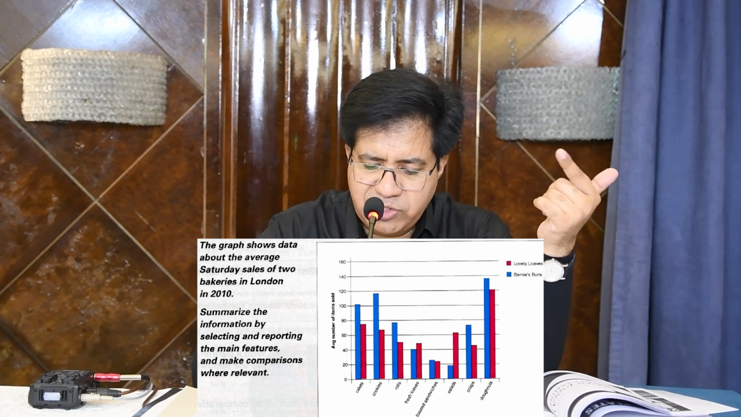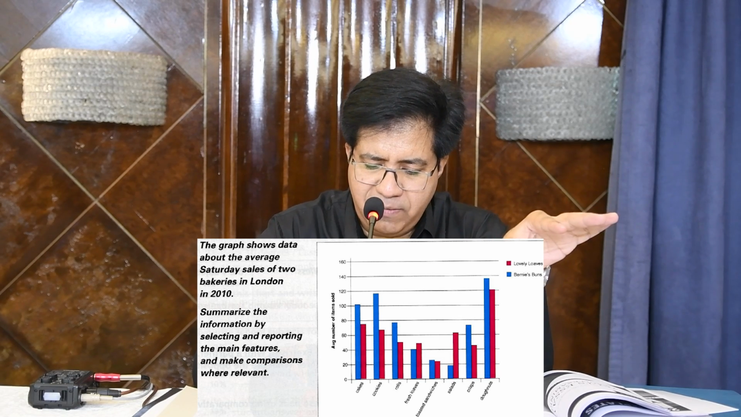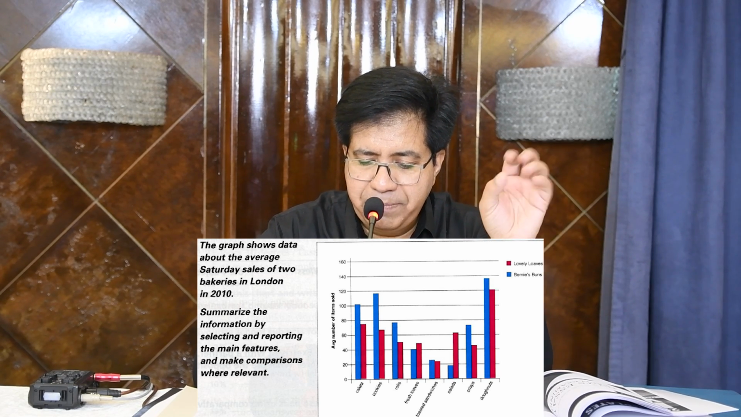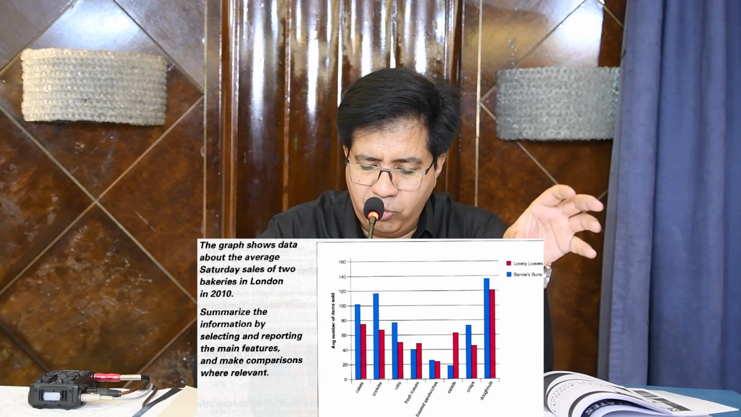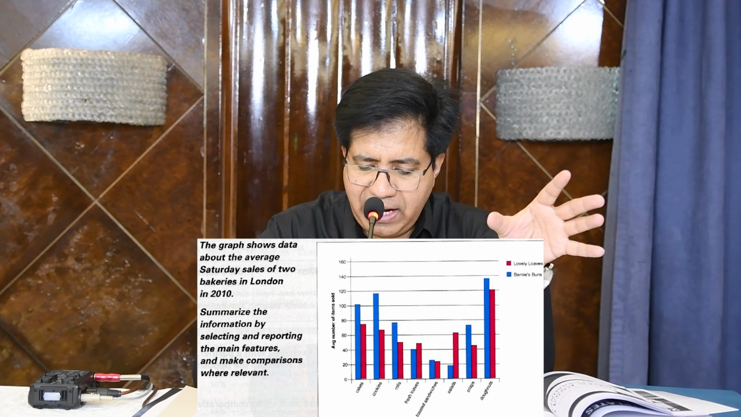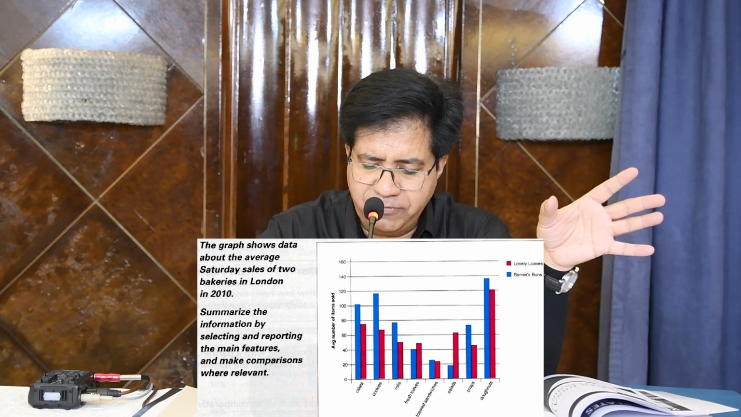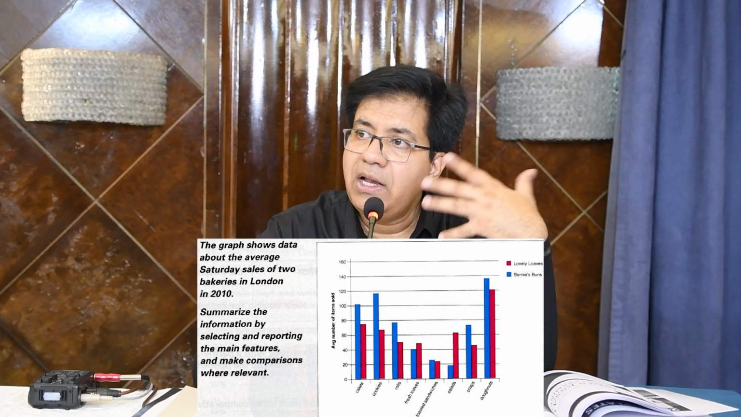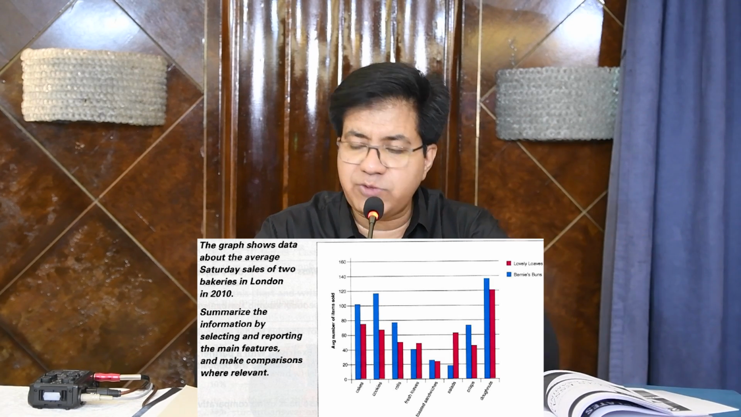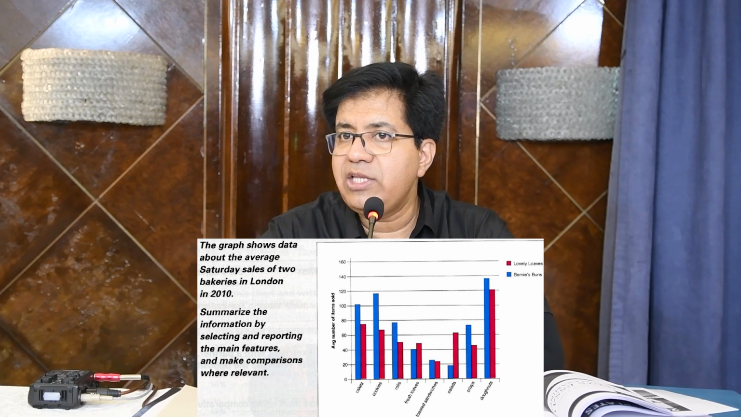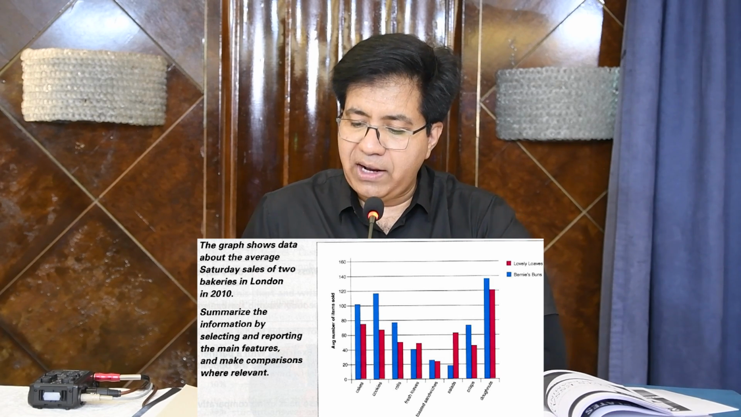And then we've got this toasted sandwiches, they are equal. And for salads, Bernie's Buns, they have more sales of salads. And for crisps, again, Lovely Loaves. And for donuts, Lovely Loaves has more sales. So this is what you need to identify, and then you need to write it down into paragraphs.